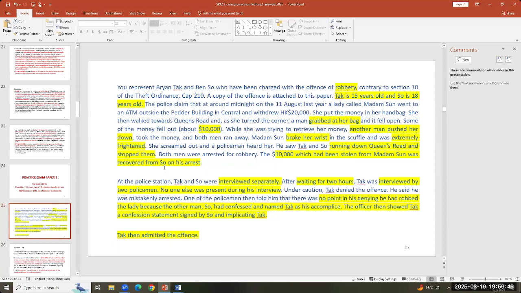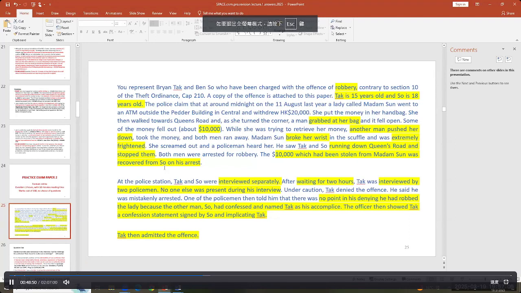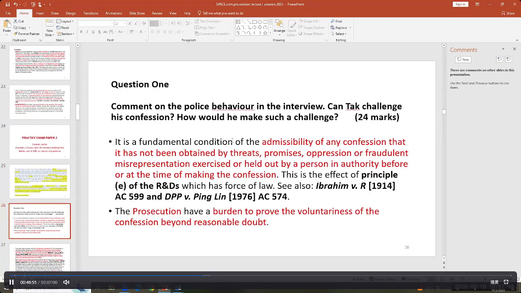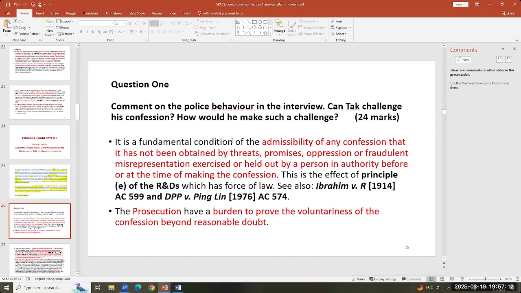One of the policemen then tells him there's no point in his denying he robbed the lady because So has confessed and named Tack as his accomplice. The officer then shows Tack a confession statement signed by So, which implicates Tack. Tack then admits the offense. Okay. So question 1, comment on the police behavior in the interview. Can Tack challenge his confession? How would he make such a challenge?